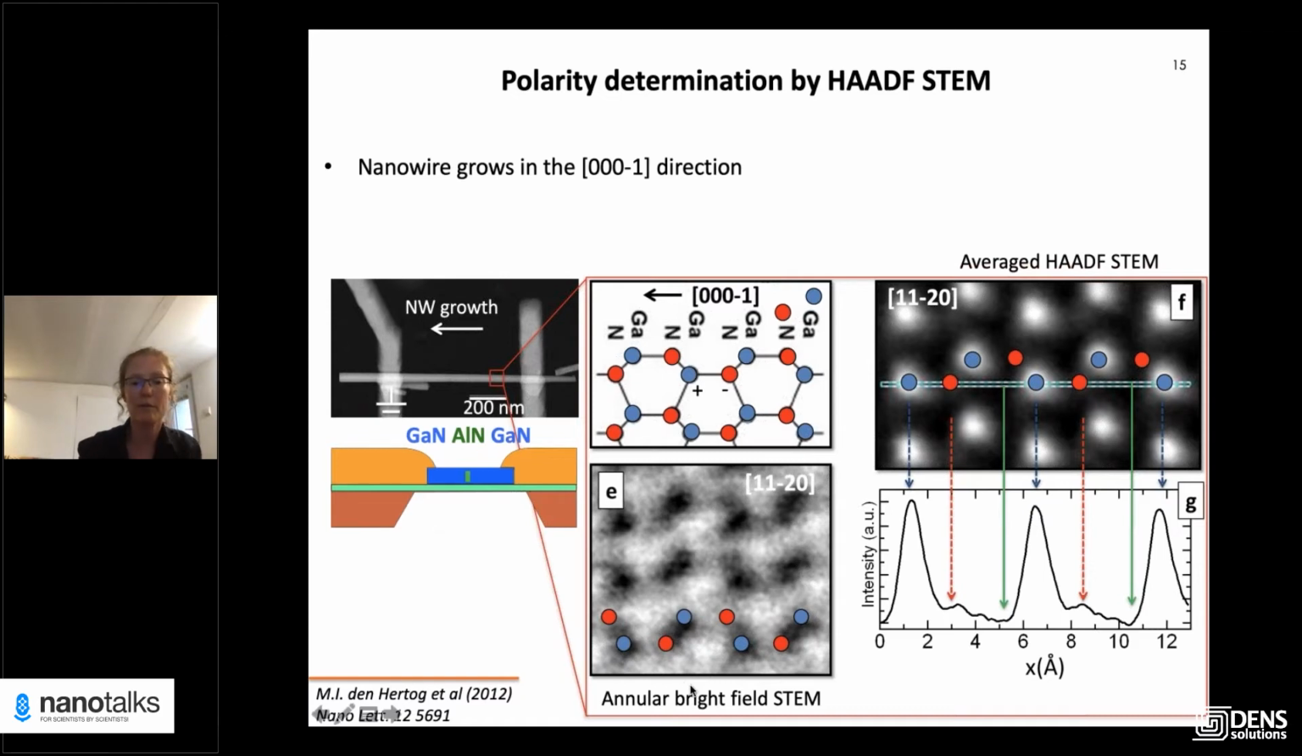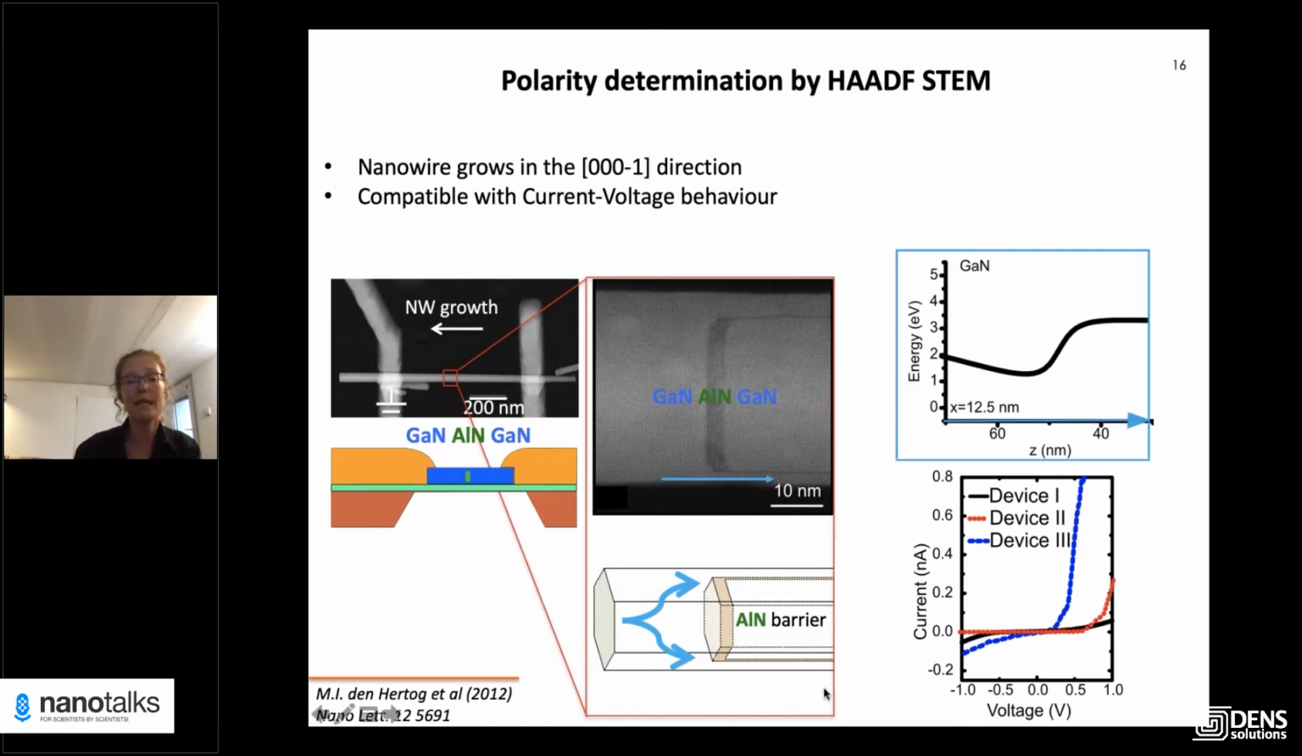And this was also confirmed by annular bright field STEM. So maybe more interestingly, we could also correlate this polarity to the electrical properties of the nanowire. So you can see that this nanowire has electrical contacts.